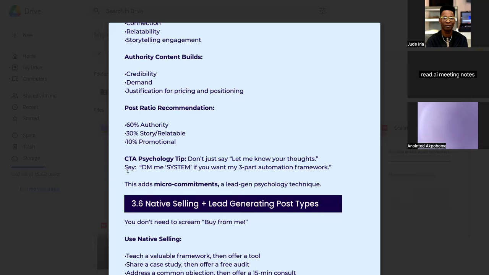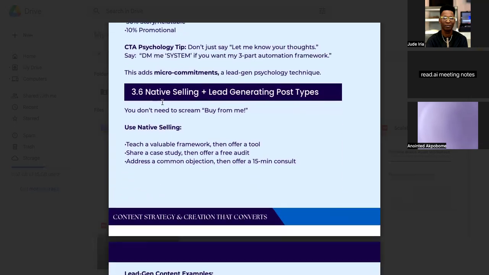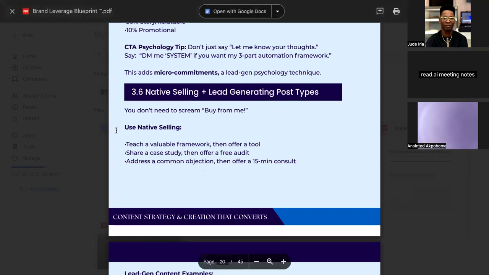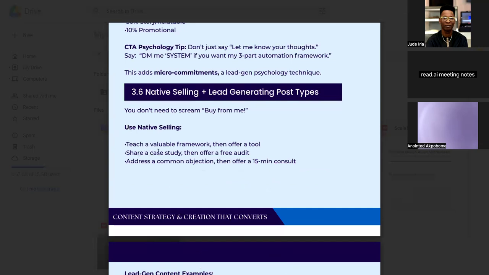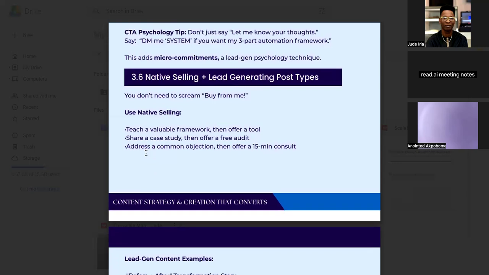You get the point now? So that's how it works. This adds micro commitment and a lead gen psychology technique. It's very important. So 3.6, we have the native selling plus lead generating post types. You don't need to scream, buy from me or stuff like that. Now, use native selling: teach a valuable framework, then offer a tool. Share a case study, then offer a free audit. Address a common objection, then offer a free 15 minutes consultation.